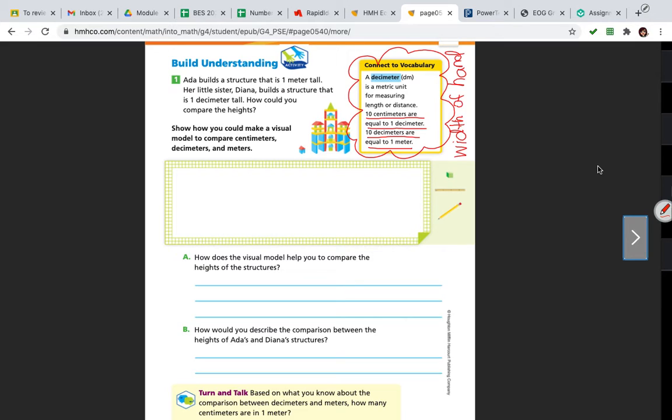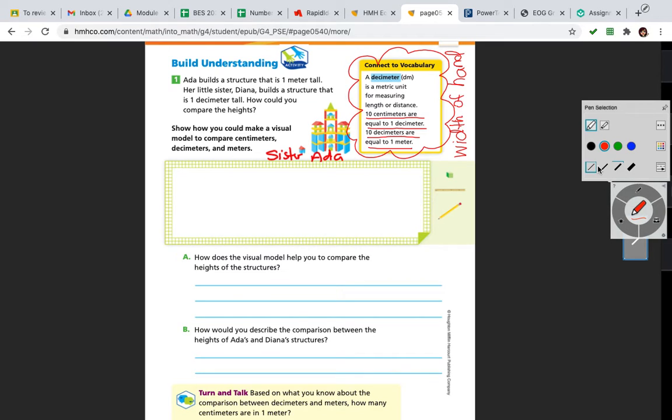Ada builds a structure that is 1 meter tall. So this right here is Ada's. So Ada's is 1 meter tall. Her little sister Diane builds a structure that is 1... I mixed that up. This is Ada's. Hers is 1 meter tall. Her sister's is the one that's 1 decimeter tall. How can you compare the heights? So this is her sister's. So let me change my pen.